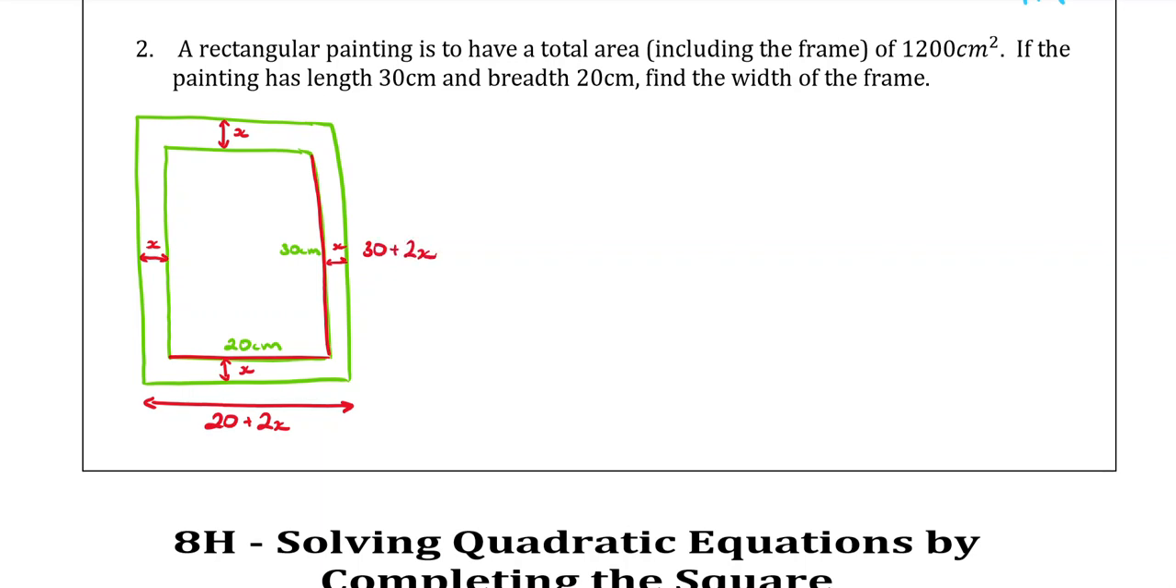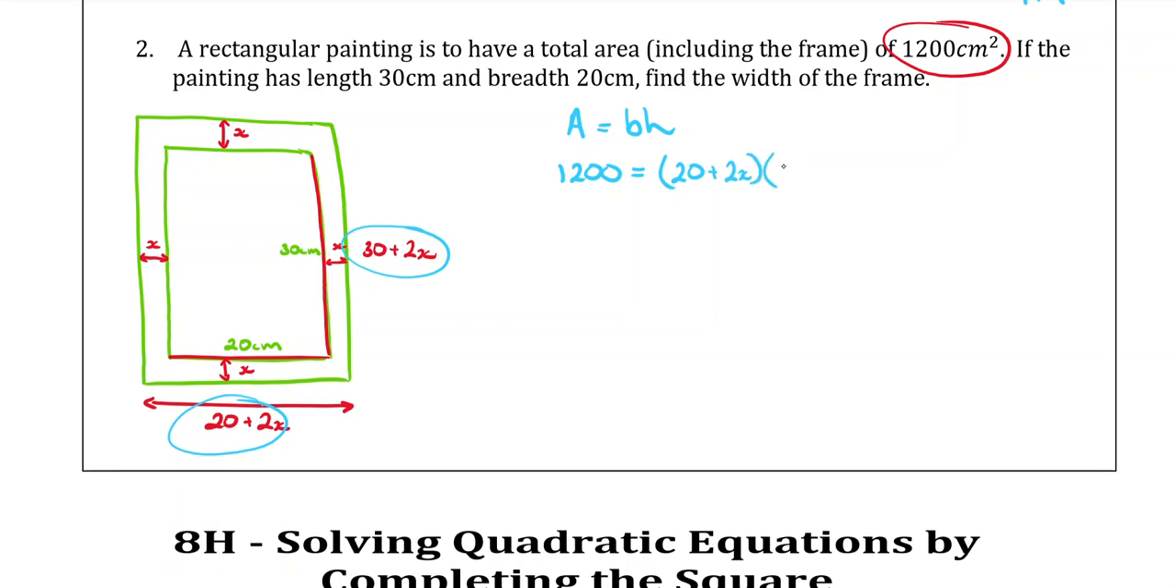Okay, so now I have that, I can find the area, because remember I was given the area of my frame. The formula for the area of a rectangle is A equals BH. My area was 1,200. My base and my height are these two things here that I've worked out. So it's going to be 20 plus 2x in brackets, and then 30 plus 2x in another bracket.